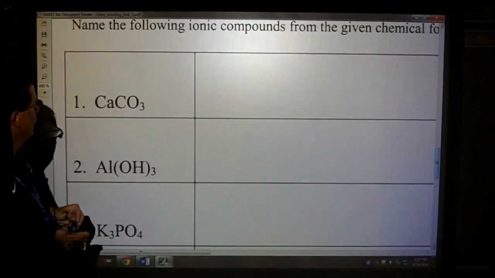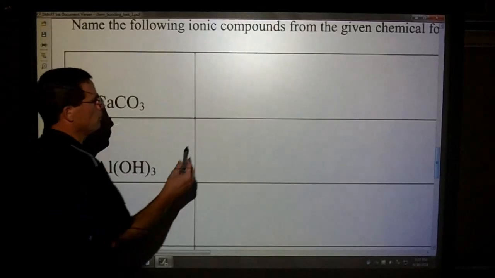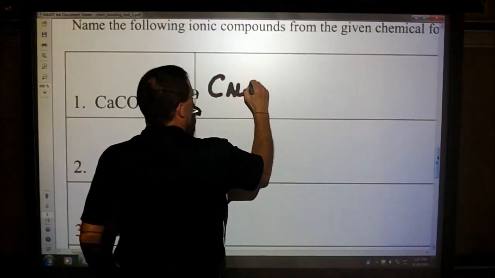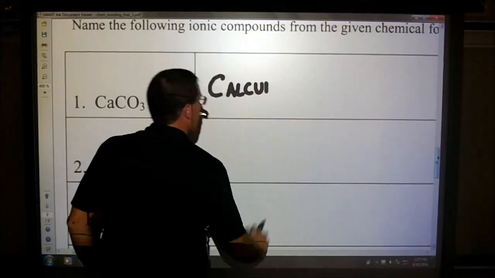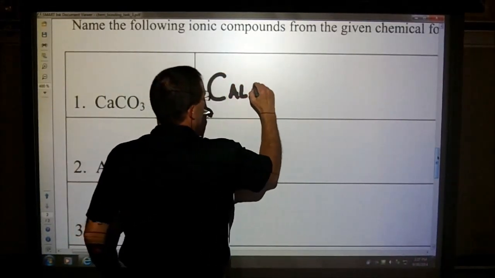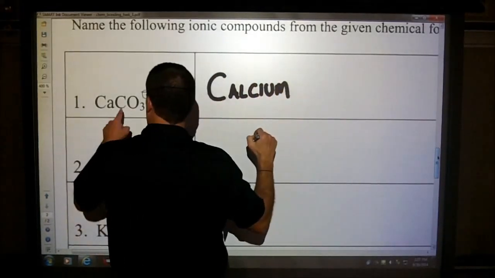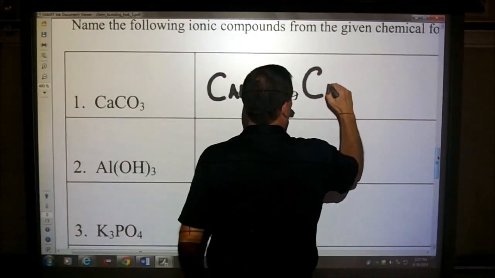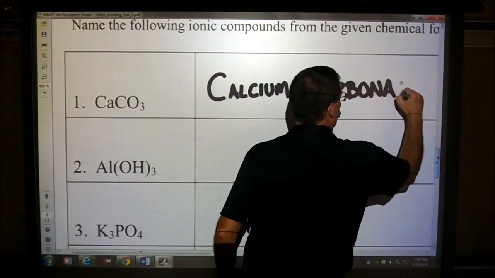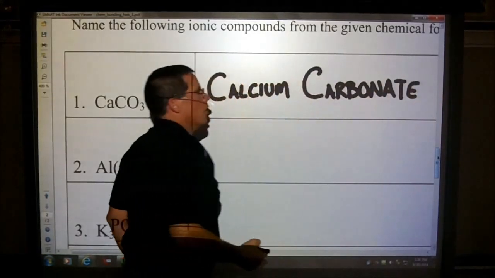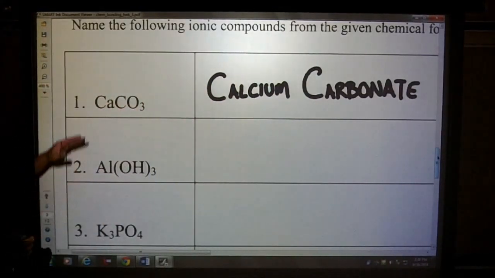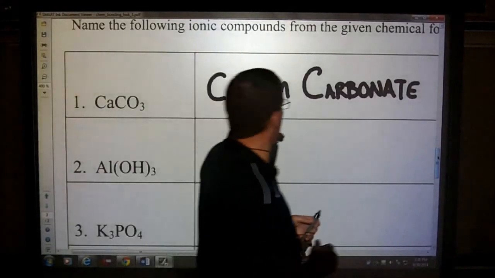Not a bad idea. So we had calcium, Ca. Okay. So calcium, spell that right. Calcium and CO3 is carbonate. And again, we don't need to do anything special when indicating how many we have. So number 1 is calcium carbonate.